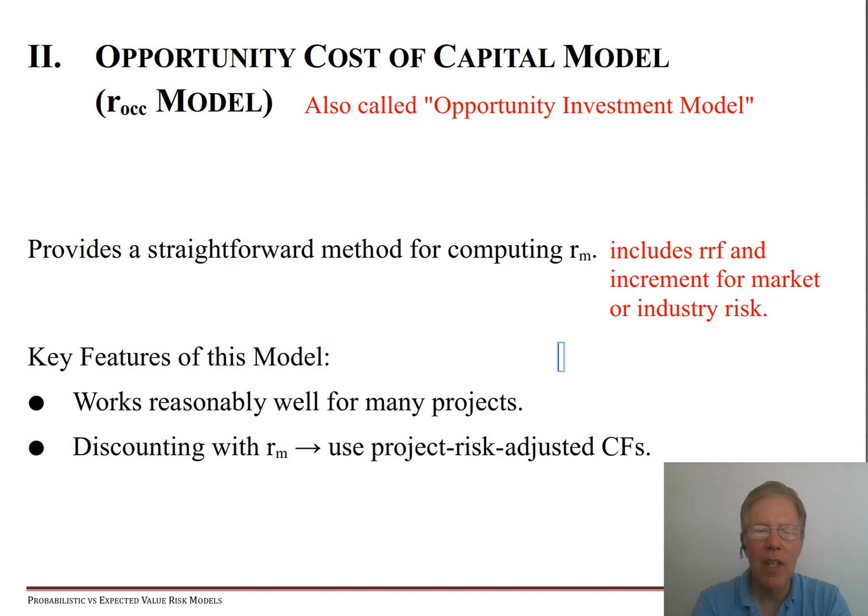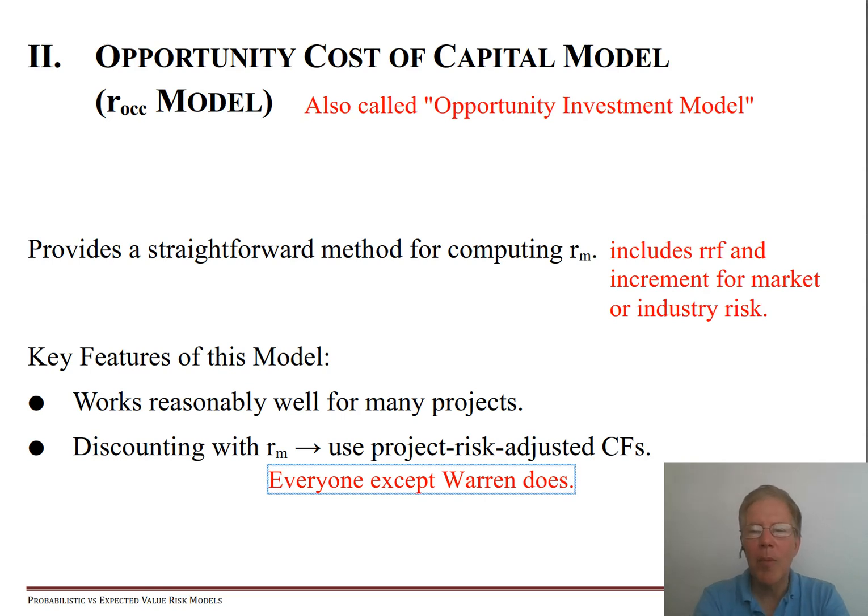And this is what basically everyone except Warren Buffett does. Okay, so if you got some promised cash flows, you give them a haircut for stupid manager risk, and then you discount with RM or ROCC. We're also going to say a little bit later, I'm jumping ahead right now, but RM is going to be equal to the opportunity cost of capital. Okay.